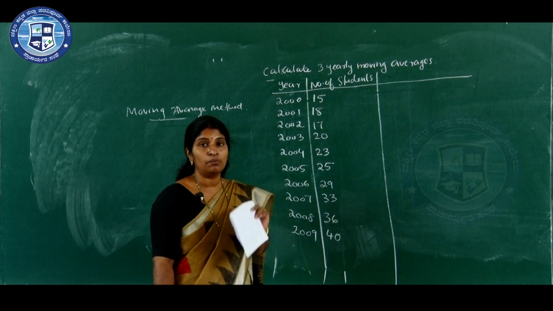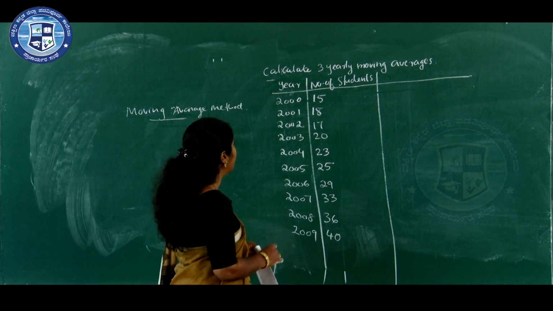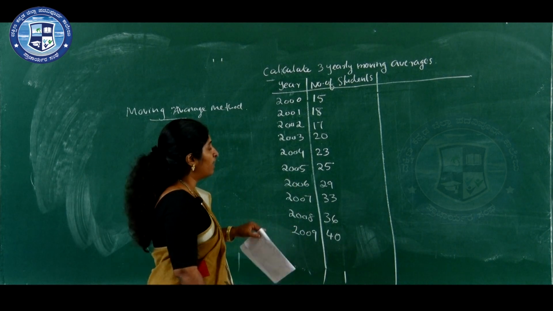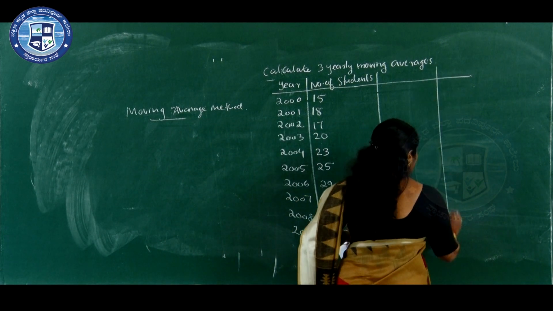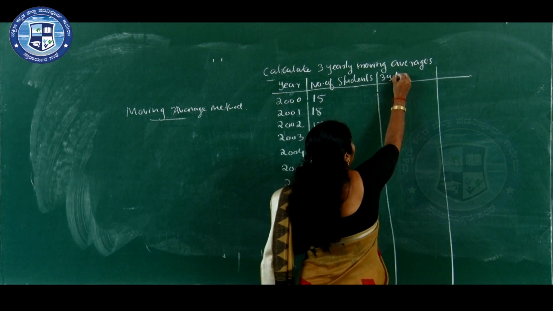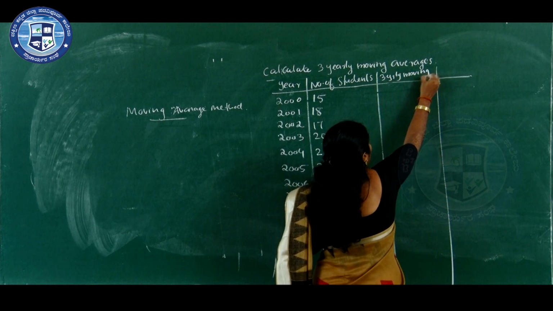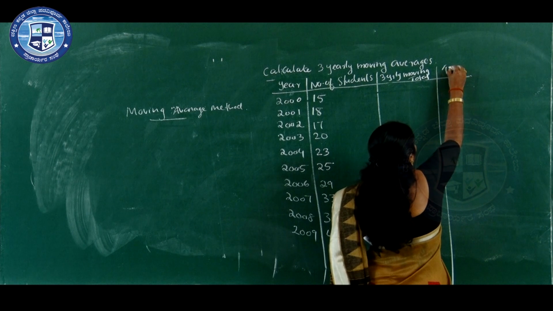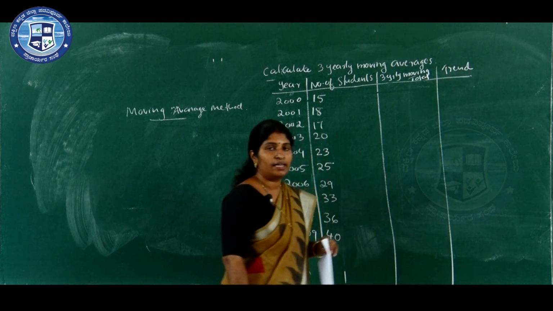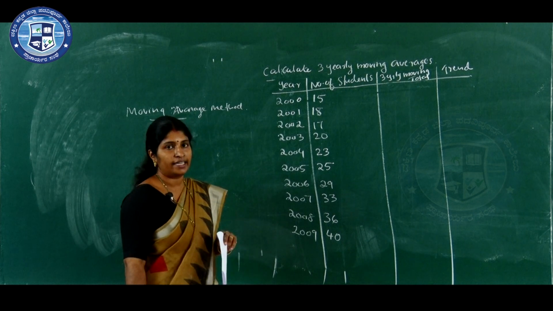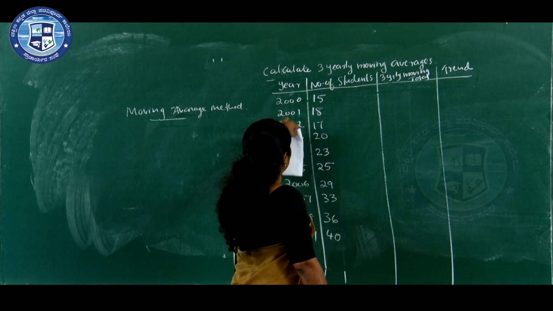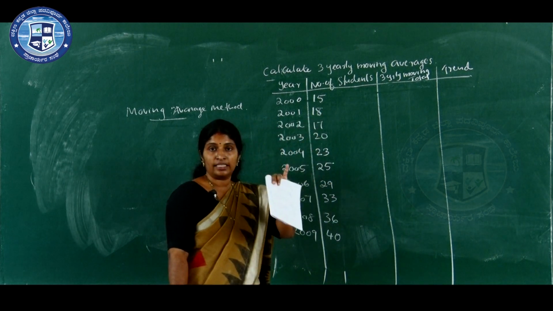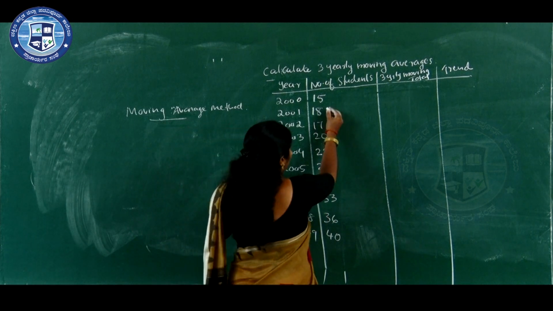Calculate 3 yearly moving averages. Year and number of students are given. Now you have to find the 3 yearly moving total, and last how to find the trend. So, years and number of students are given. For the 3 yearly moving total, you have to consider the first 3 values. What are the first 3 values?